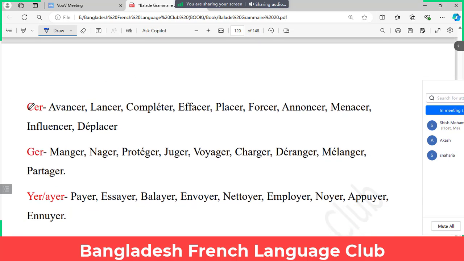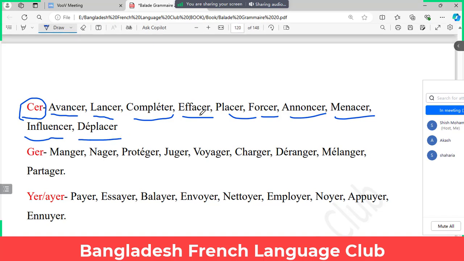Okay, so there are a couple of ER verbs ending with CER, like avancer, lancer, compléter, effacer, placer, forcer, annoncer, menacer, influencer, déplacer. So do you know the meaning of all the verbs here? No.